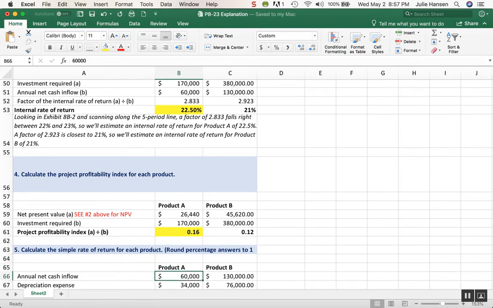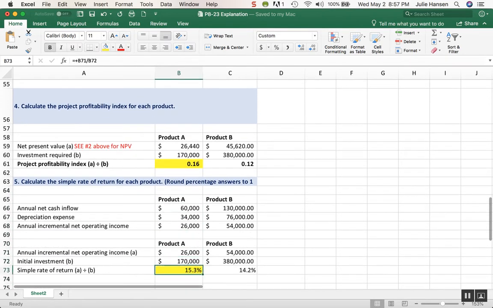Okay, last one. Oh boy, I hope I can get this in before my video cuts out. And this is the simple rate of return. Now, special note for the simple rate of return: this one we're going to take that annual net cash inflow, and this time we are going to include the depreciation expense to come up with an incremental net operating income, as opposed to the net cash flow, which is the one we had up before that didn't include the depreciation. So here we've got the 26,000.